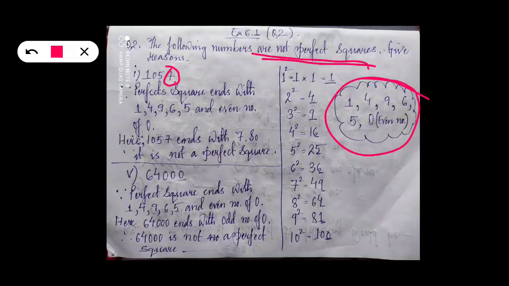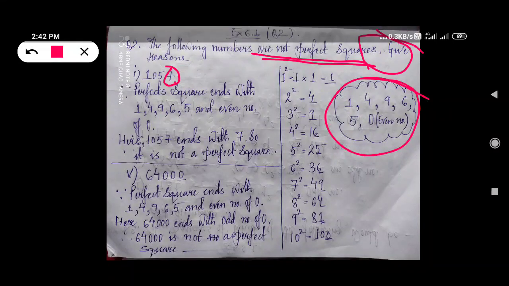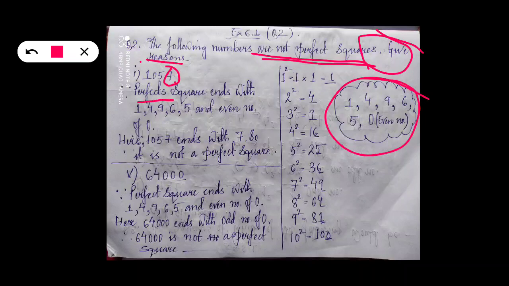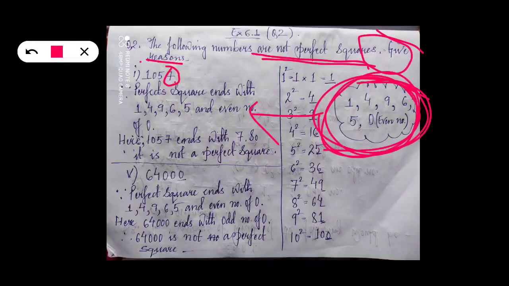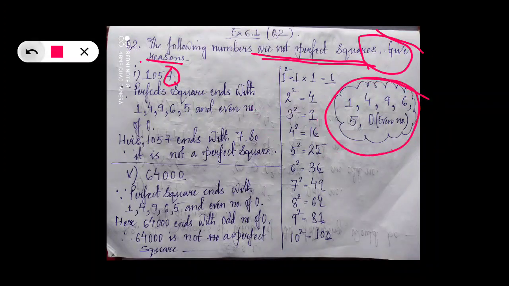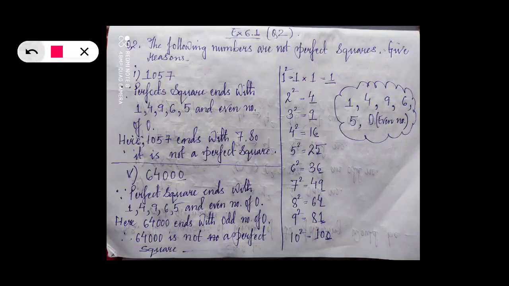The question has already told you these numbers are not perfect squares. Now we have to give the reason. See what I have written here. Perfect squares end with 1, 4, 9, 6, 5 and even number of zeros. Here 1057 ends with 7, so it is not a perfect square. Since the last digit is not present in this group, it is not a perfect square. If the last digit is present in this group, then yes, it is a perfect square. Are you getting my point? It's very easy, isn't it?